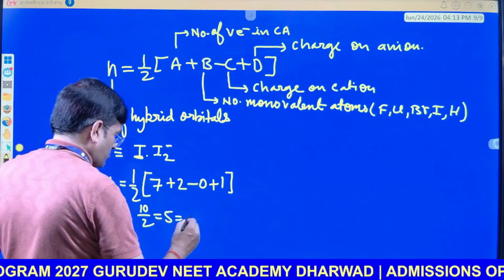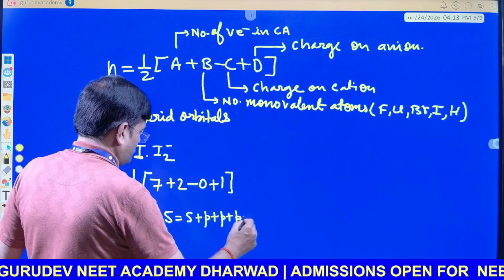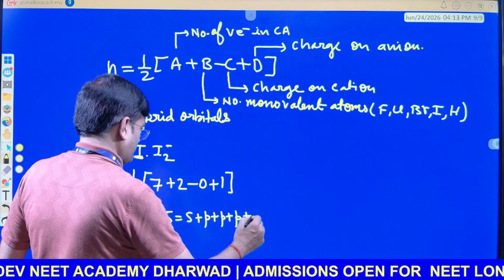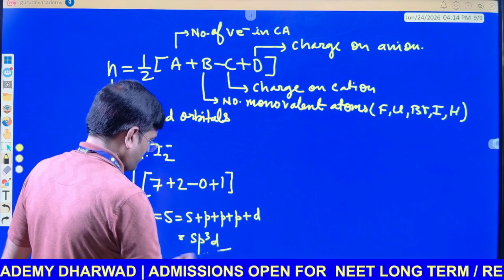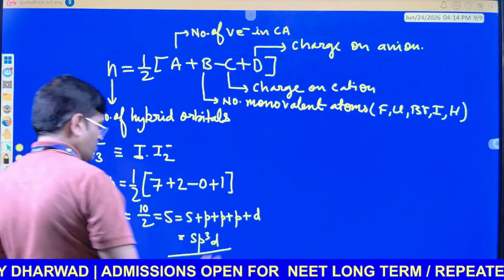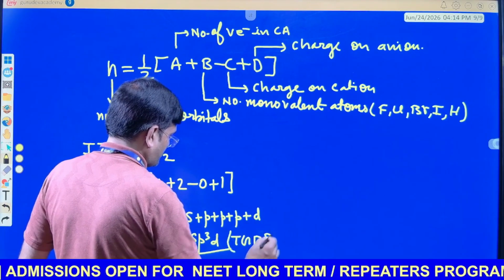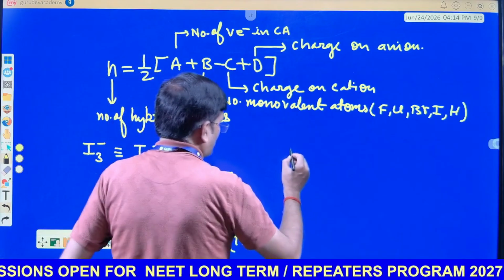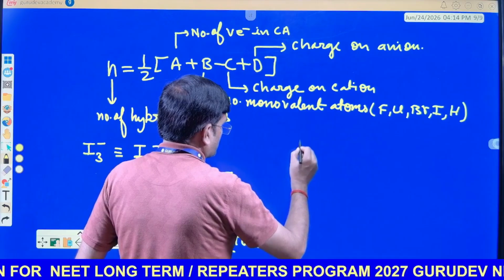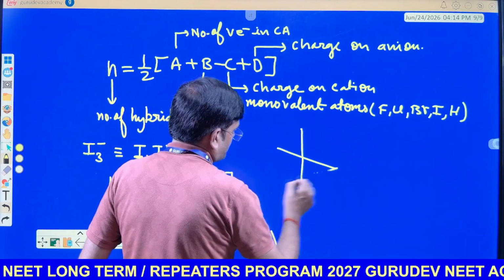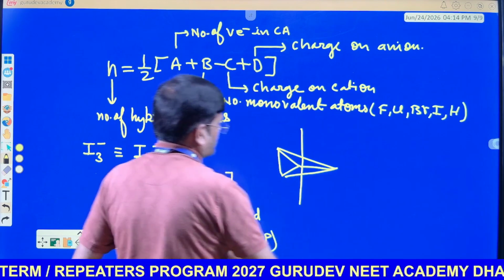5 means 1s, 3p and 1d. So its hybridization is coming out to be sp3d. And you know sp3d means what? Trigonal bipyramidal. And a trigonal bipyramidal molecule always arranges itself this way.